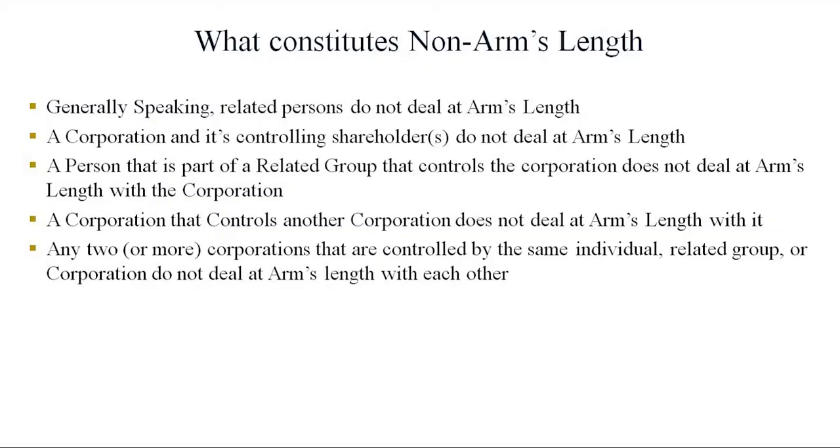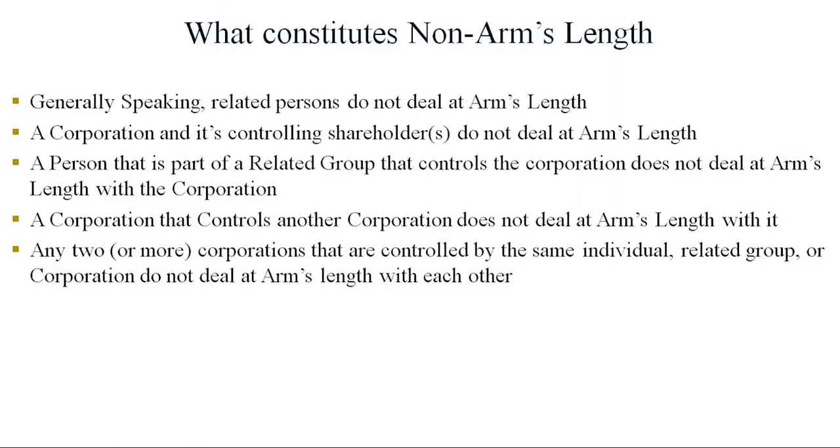And let's quickly define what non-arm's length is. Generally speaking, related persons do not deal at arm's length. A corporation and its controlling shareholders do not deal at arm's length. A person that is part of a related group that controls the corporation does not deal at arm's length with the corporation. A corporation that controls another corporation does not deal at arm's length with it. Holdco-opco situation. And any two or more corporations that are controlled by the same individual or related group don't deal at arm's length with each other.